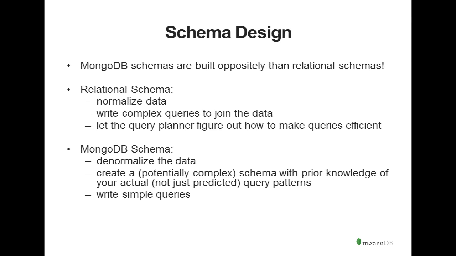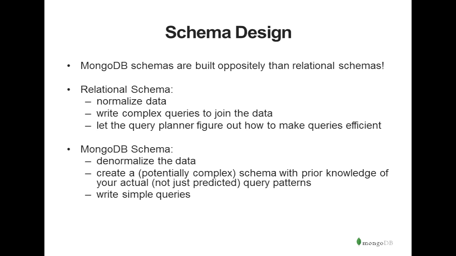The schema design in MongoDB is the exact opposite of the way you do it in a relational system. So a relational schema, what you usually do is you normalize the data and you write complex queries that do joins on the data. And basically you let the query planner figure it out. The query planner in a relational system is designed to treat all access patterns equally, and you basically just delegate the intelligence to that query planner.